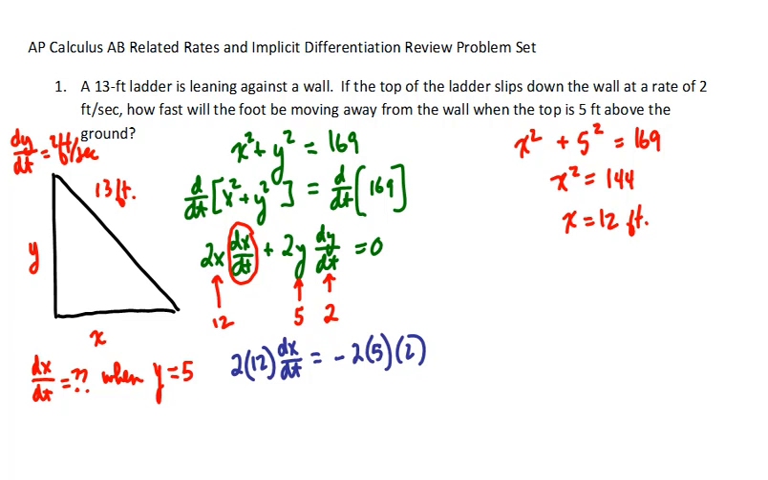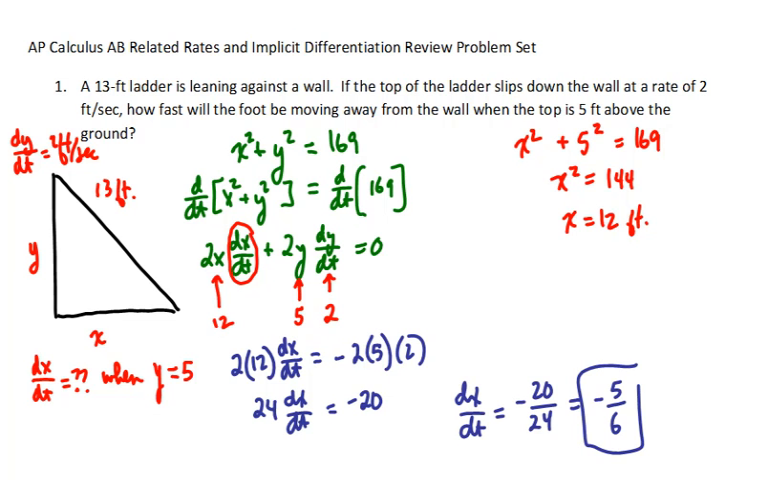So plugging everything in, we got 2 times 12 times dx/dt is equal to negative 2 times 5 times 2. We just moved the 2y dy/dt to the right side of the equation and made it negative. Simplifying, we get 24 dx/dt is equal to negative 20. Divide both sides by 24 and simplify. dx/dt is negative 20 over 24, which is negative 5 over 6. And that completes the problem.